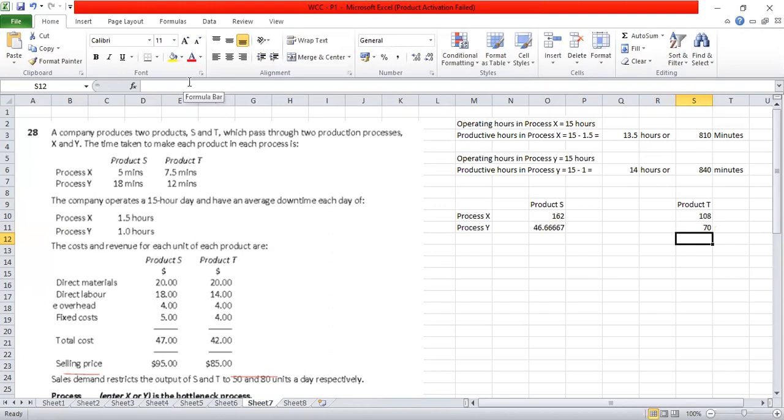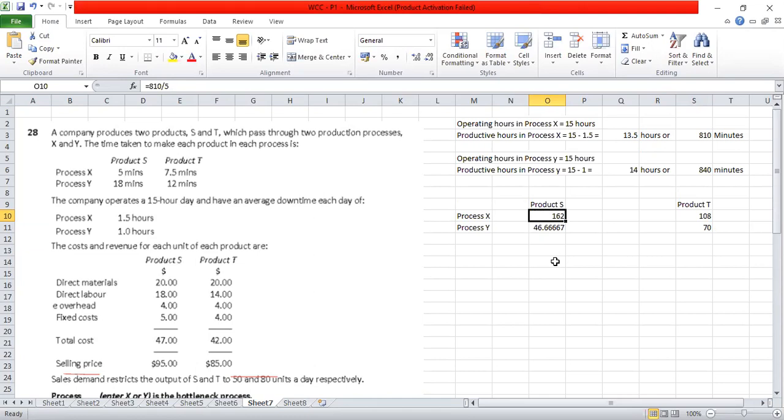How do we identify what the bottleneck resource is? This is the calculation we have taken up based on the available time. In total 810 minutes are available in process X. So if all these 810 minutes are applied to product S, the total number of units which can be produced is 162. How did we get that? If each unit requires 5 minutes, with the availability of 810 minutes, 810 by 5, 162 units can be produced.